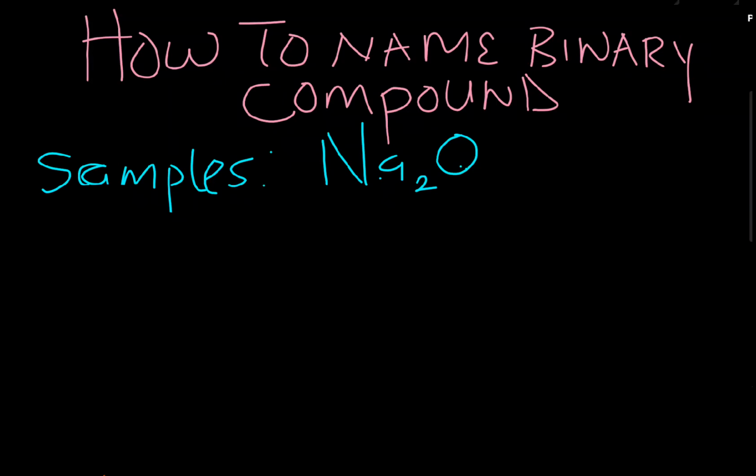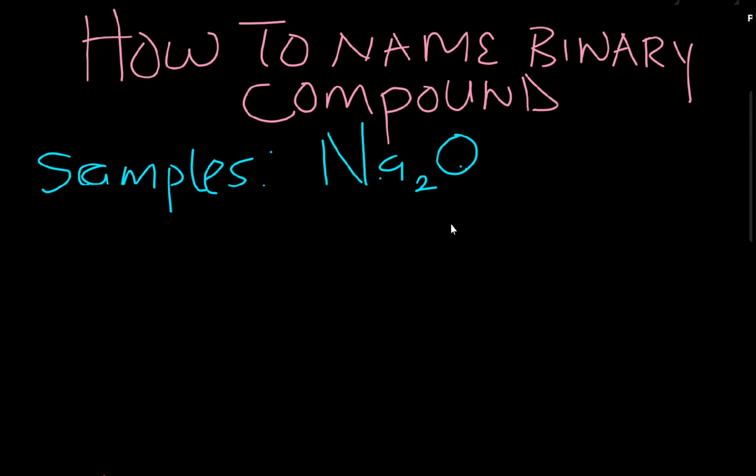Welcome. In this video, I will show you how to name binary compounds. Binary compounds are compounds that are composed of two elements. So as we can see here, we have Na and O. Na is sodium and O here is oxygen. Just two elements together to form a compound are called binary compounds.